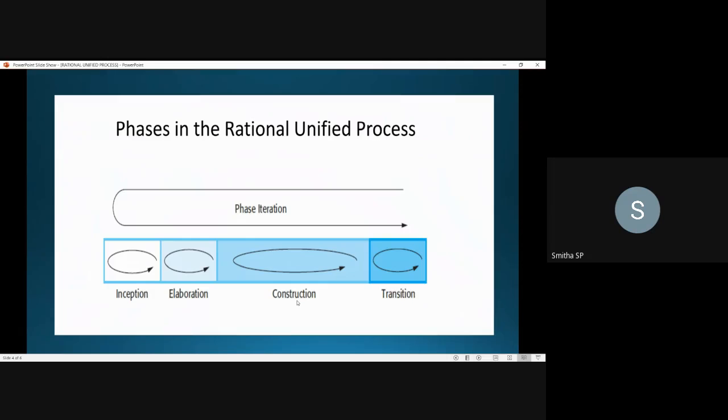Next, we shall move on to the figure which shows the phases in the Rational Unified Process. You can see there are four phases such as inception, elaboration, construction, and transition phases, and all these phases are iterative in process. Now let us discuss all the phases one by one.